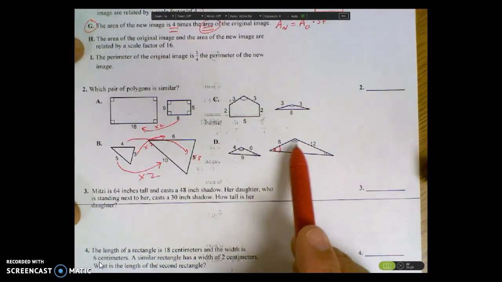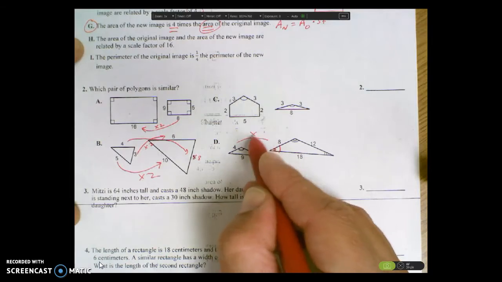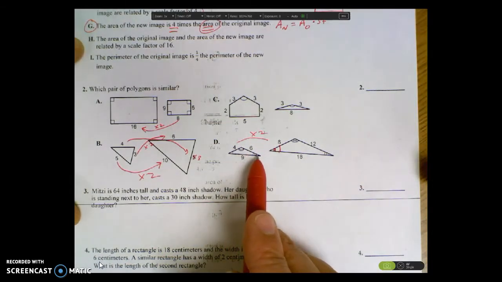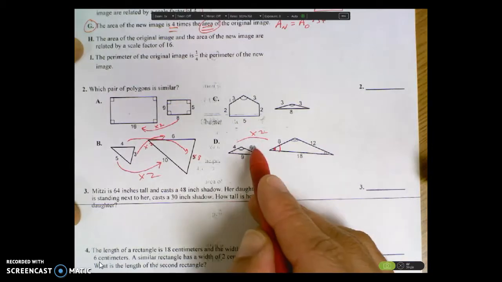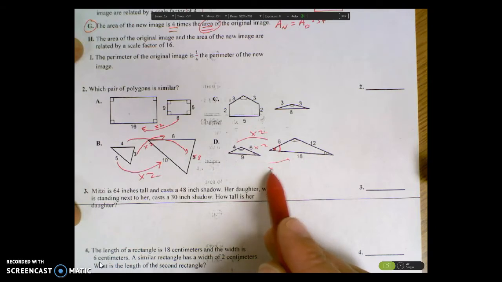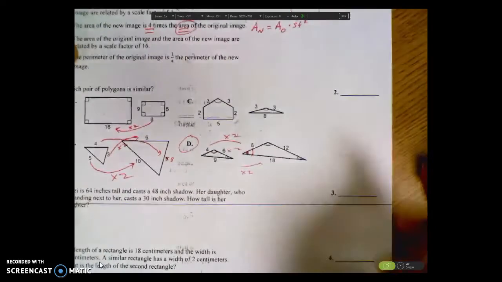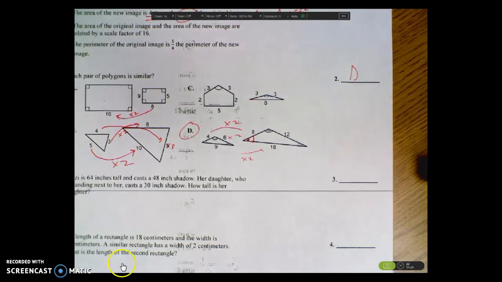So from 1 arc to 2 arcs, we have 4 to 8, so that's a ×2. 2 arcs to 3 arcs, 2 arcs to 3 arcs, that's a ×2. 6 to 12 is a ×2. And 9 to 18, 1 arc to 3 arcs, 1 arc to 3 arcs, that is a ×2. So I am going to say the answer is D. And I better get moving because I'm already at 5 minutes in the video.